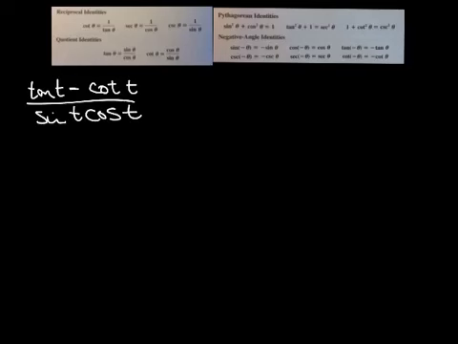Okay, so this is example number 3, and I've got tangent minus cotangent over sine of t cosine of t, and I've got that equal to secant squared t minus cosecant squared t. So what I'm going to try to do is look at my more complicated side and transform that so it looks like this side over here.